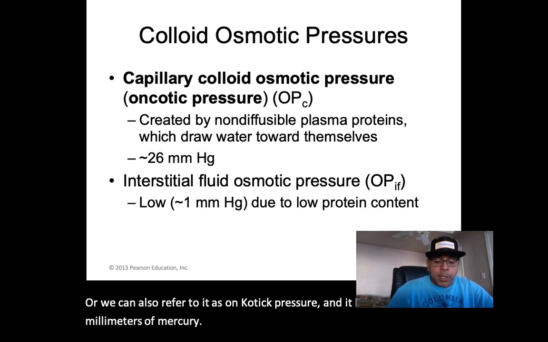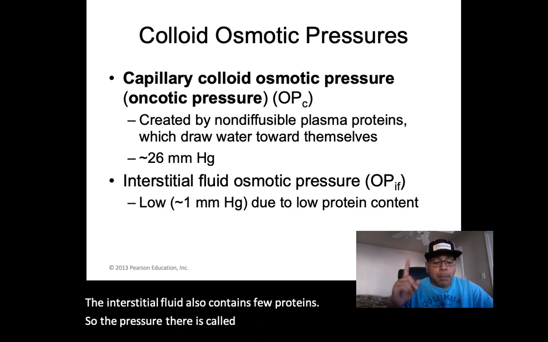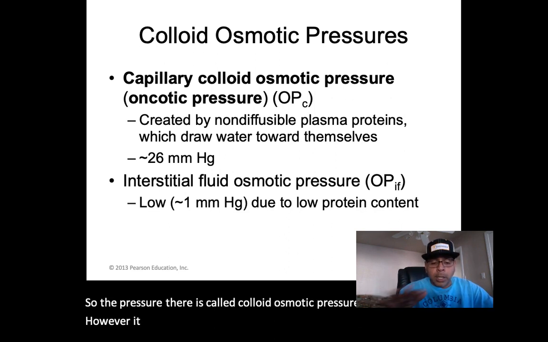The interstitial fluid also contains few proteins, so the pressure there is called interstitial colloid osmotic pressure. However, it's lower. It's around 0.1 to about 5 millimeters of mercury.